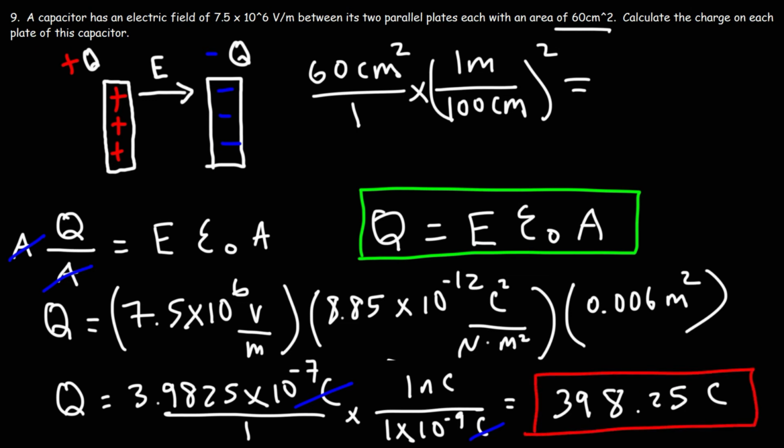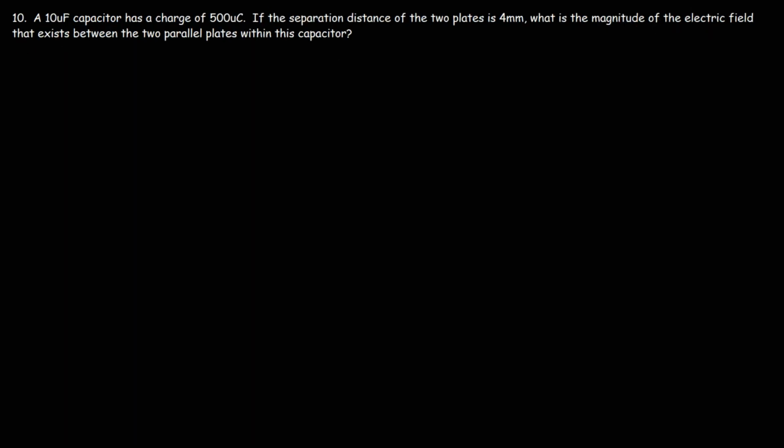So that's how we can calculate the charge on each plate of this particular capacitor. Number 10. A 10 microfarad capacitor has a charge of 500 microcoulombs. If the separation distance of the two plates is 4 millimeters, what is the magnitude of the electric field that exists between the two parallel plates within this capacitor?